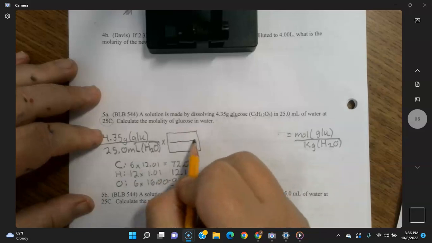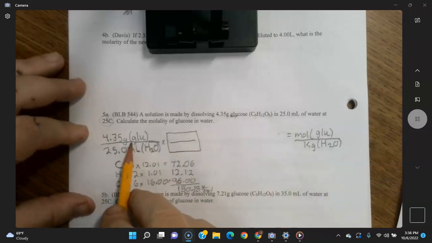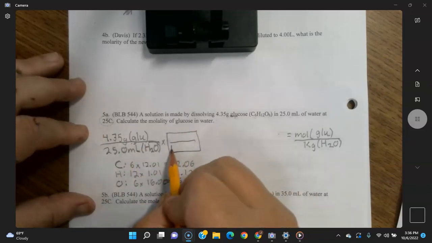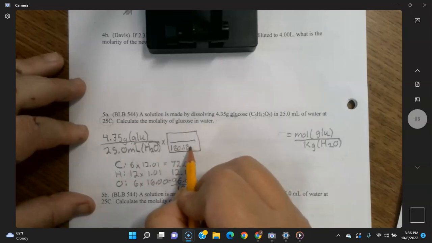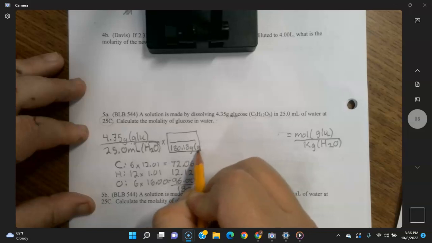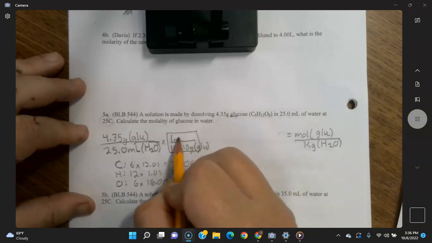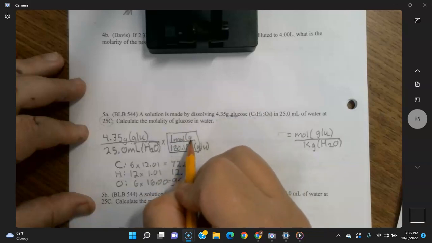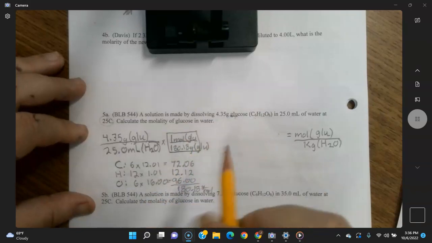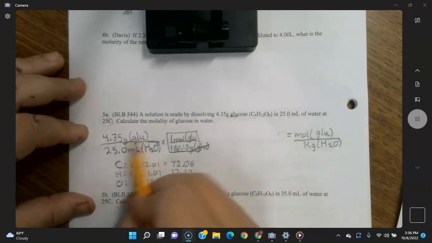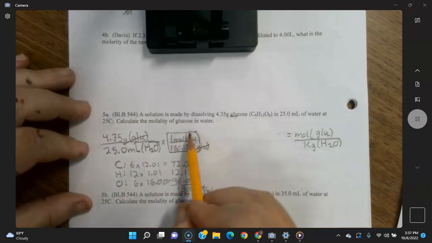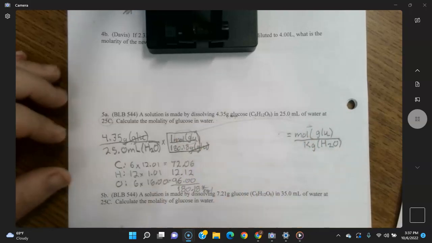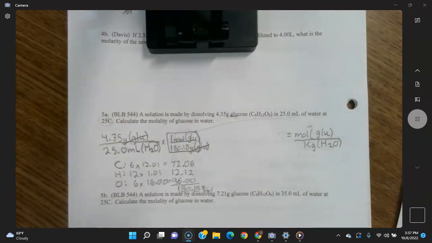I'm going to write on the top, I need grams to cancel out, so I need it on the bottom, so it's 180.18 grams, and it's 1 mole on the top of glucose. Grams glucose cancels with grams glucose. And so we have moles of glucose here, and that's what we want in our final answer. So we're done with the top. We've taken care of the top.